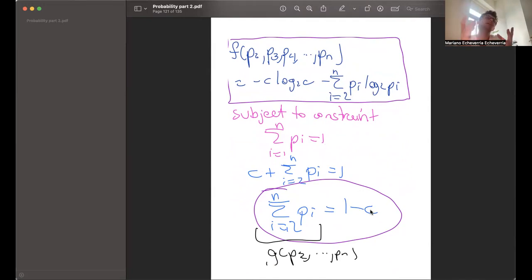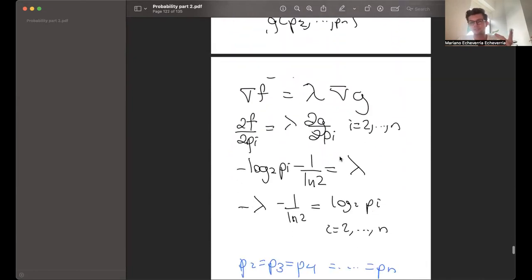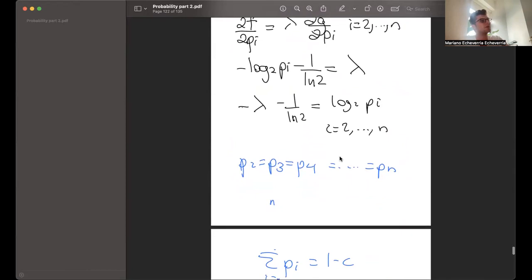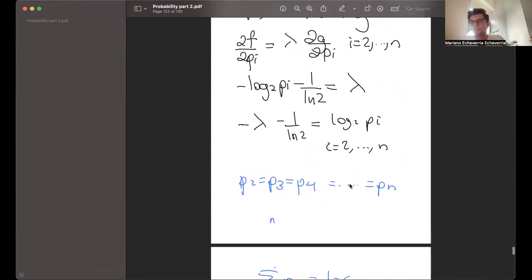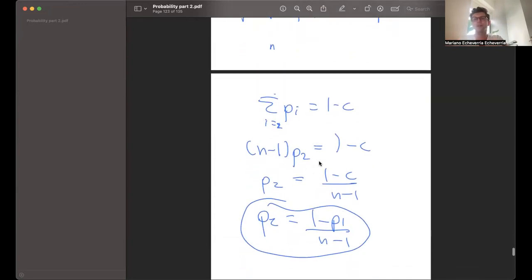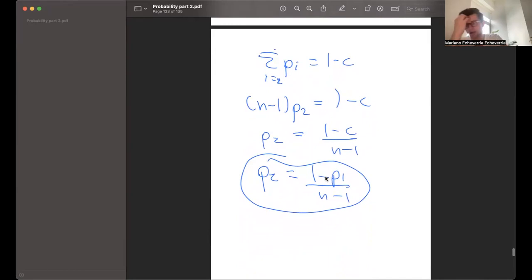The nice thing about doing it that way is that instead of having two constraints, you explicitly got rid of one of the constraints. So it's a Lagrange problem with just one constraint, which is a lot easier. I mean, the other one wouldn't have been that much harder, but it's just more annoying. And so that's how you get that all the probabilities from 2 to n have to be equal to one another. And once you plug that back into the constraint, you get that all of them had to be 1 minus P1 over n minus 1. Is that okay?